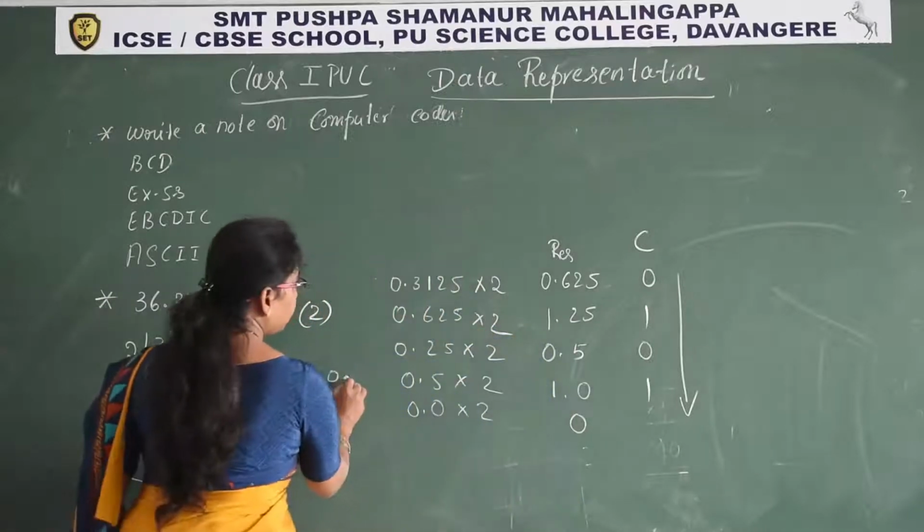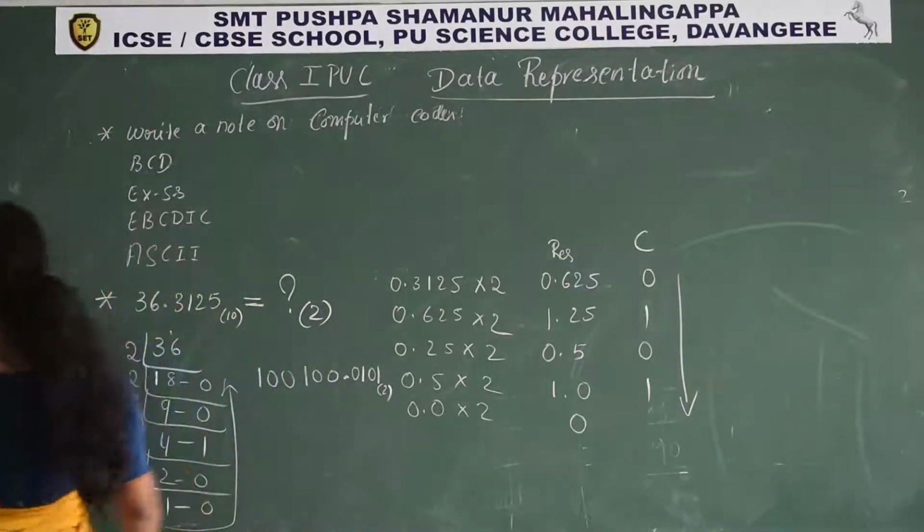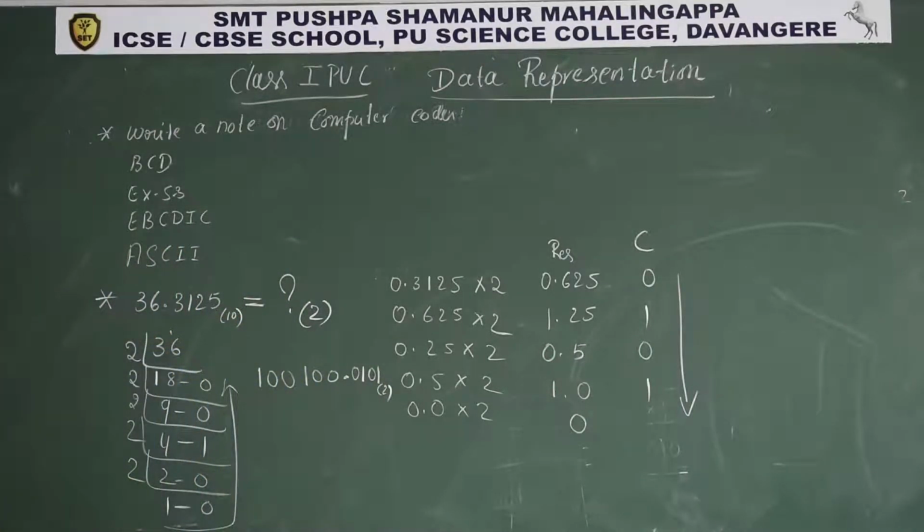Now, 0.0101 base 2. In this way, you have to convert. Next.